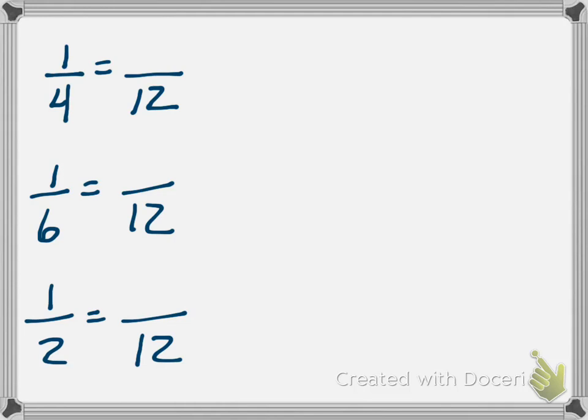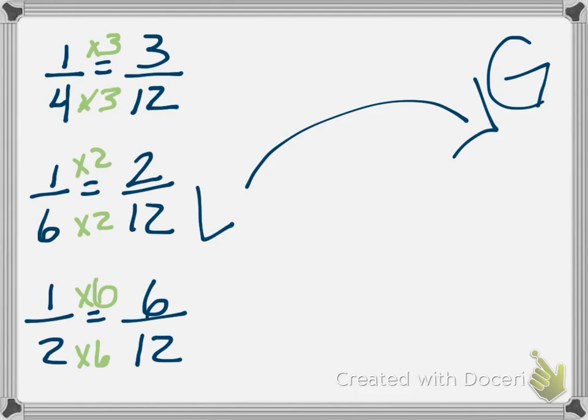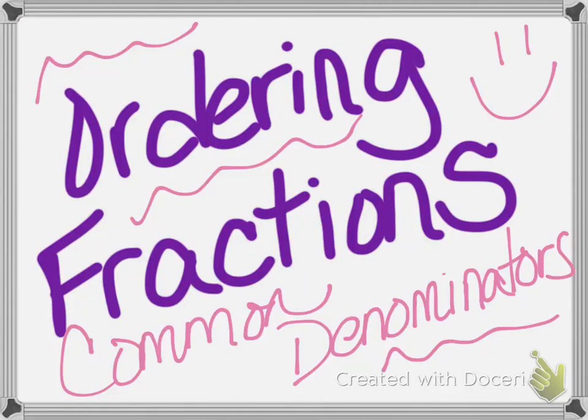Take a moment and come up with 3 equivalent fractions, 1 each for 1/4, 1/6, and 1/2. These are the equivalent fractions, 3/12, 2/12, and 6/12. Now put them in order from the least to the greatest. That comes out to 1/6, 1/4, and 1/2. You have just done practice with ordering fractions using common denominators.